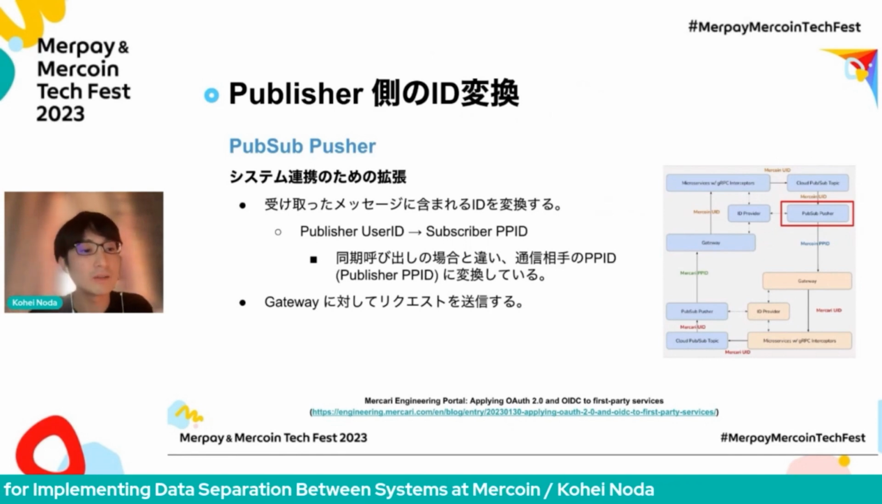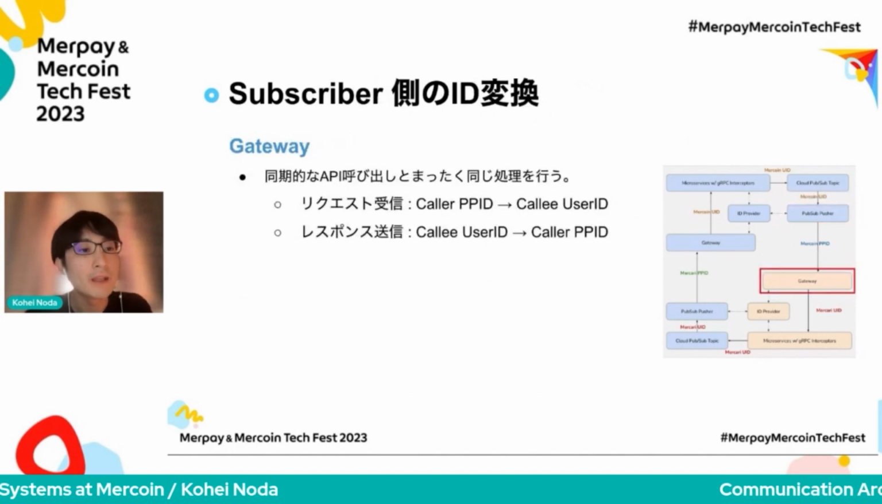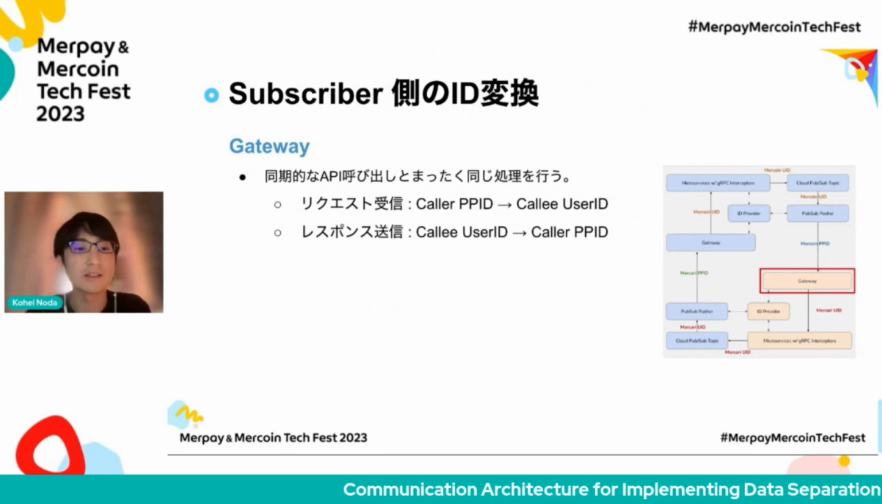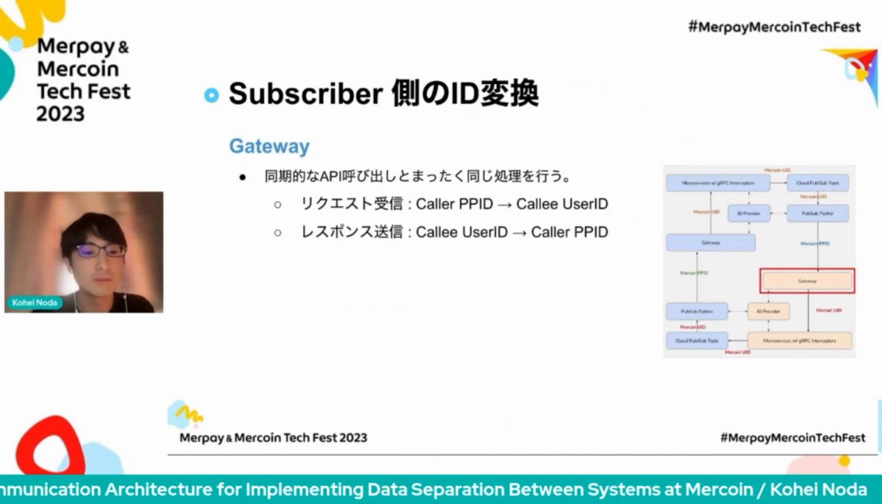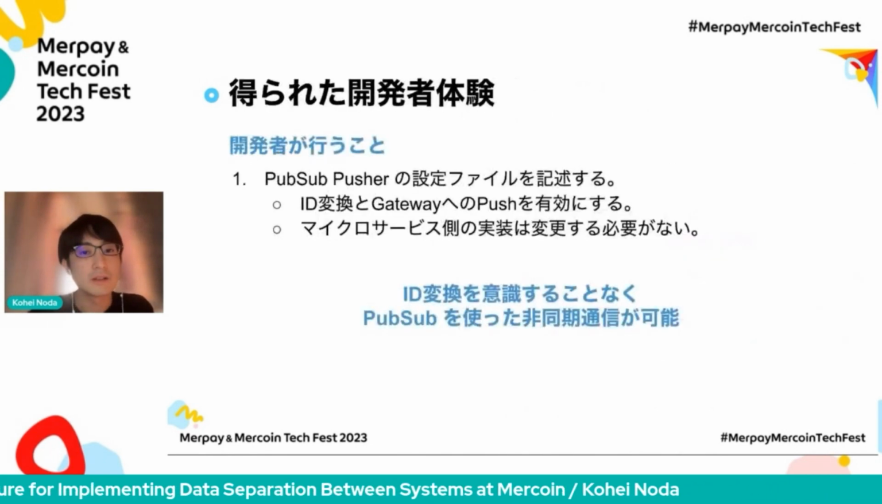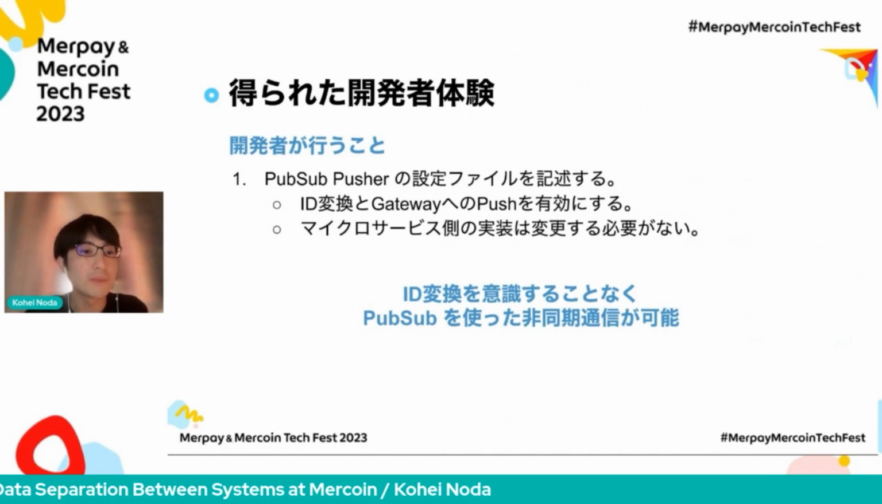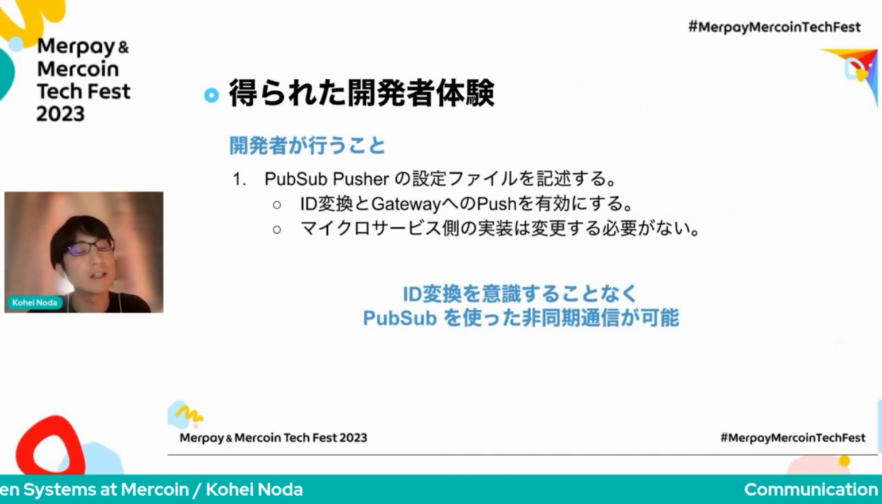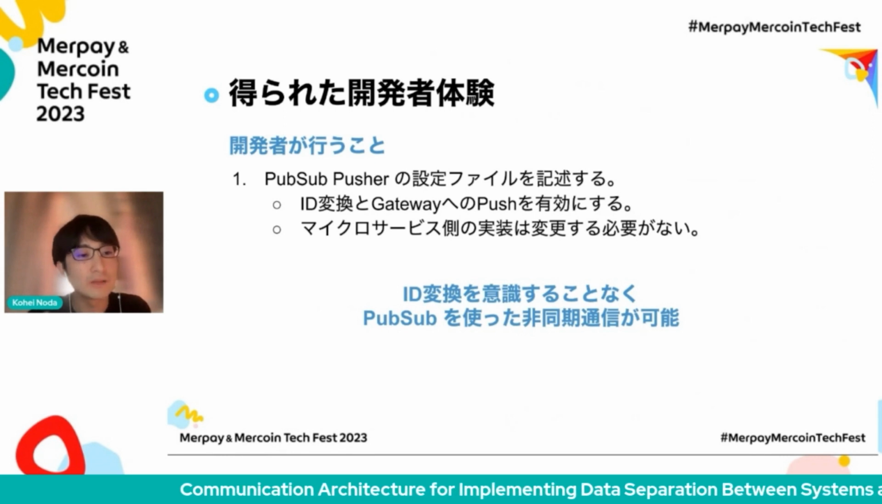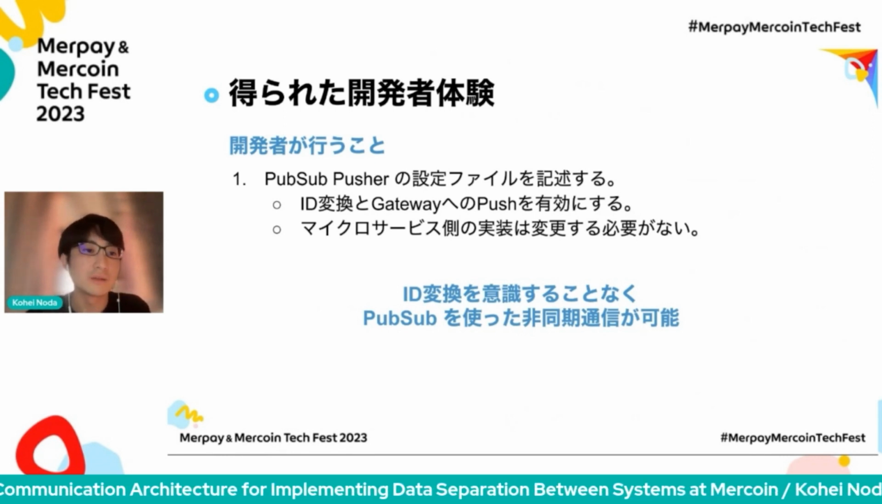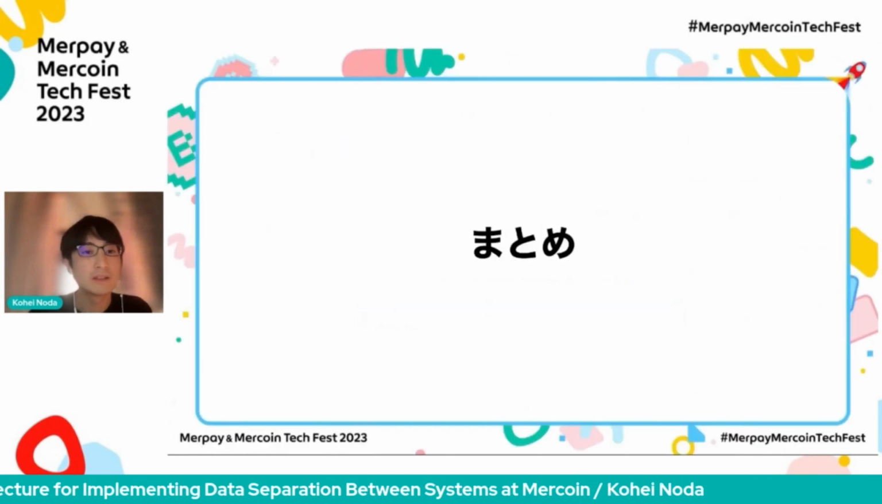The Pub/Sub Pusher usually handles internal communication, so it sends a request to the gateway. Then the gateway converts it to gRPC, just like a synchronous API. So when the request is received and sent, the same identity conversion is performed. Now we provide the same developer experience for asynchronous communications. All the developers have to do is to write the Pub/Sub Pusher configuration file to enable ID translation and gateway pushers.